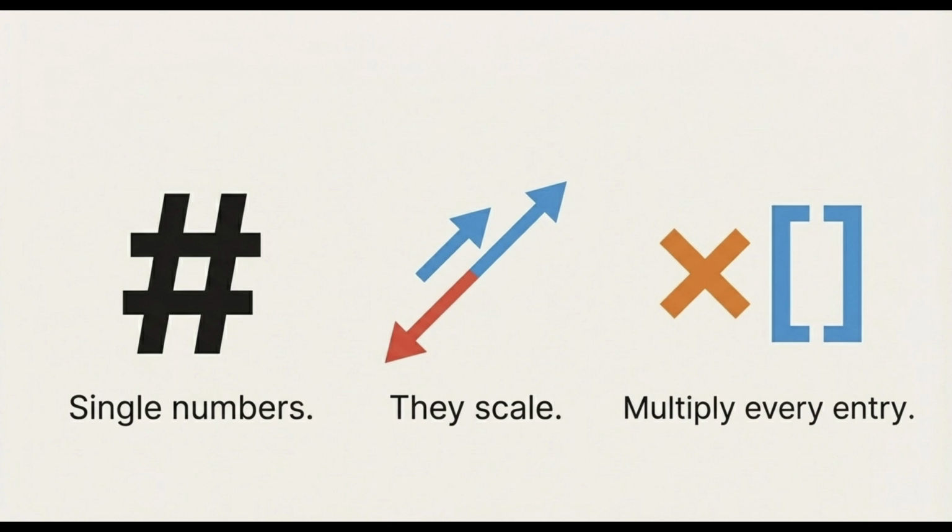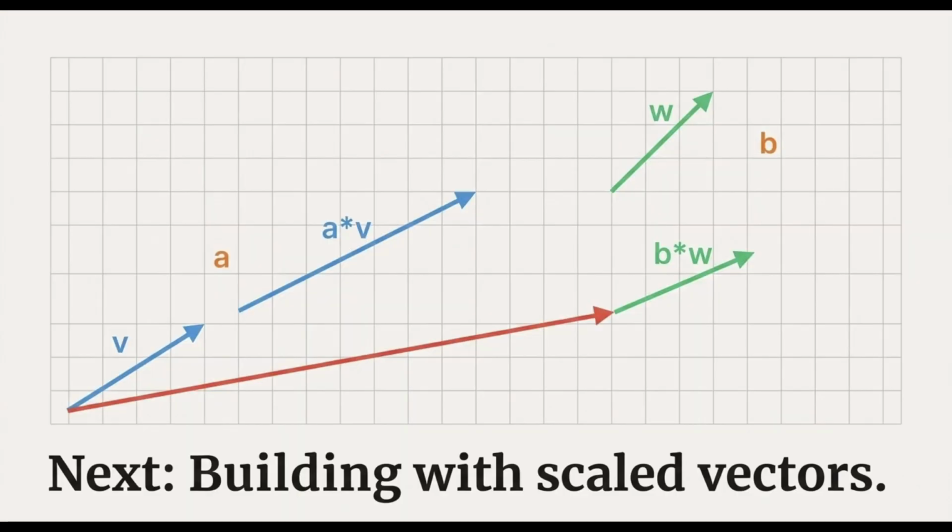So let's summarize. Scalars are single numbers. Their entire job is to scale things, and they do it by multiplying every entry. No exceptions. Simple rule, massive impact. This is why something so small ends up being so powerful. And now you're ready for the next step. Because once you understand scalars, you can start building with them. Combining scaled vectors, balancing influence, shaping behavior inside AI systems. This is where simple math turns into intelligent behavior. And that's exactly what we'll explore next.